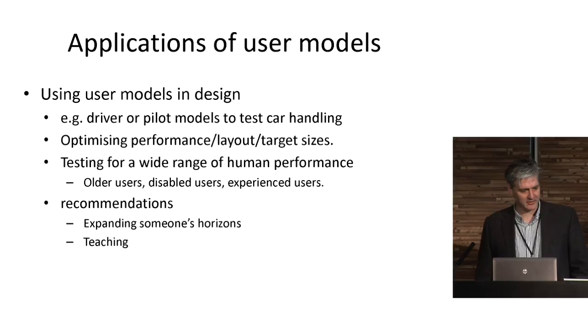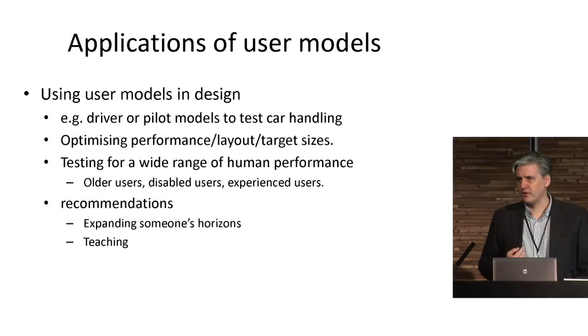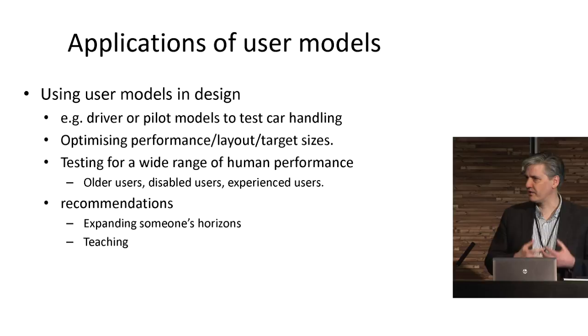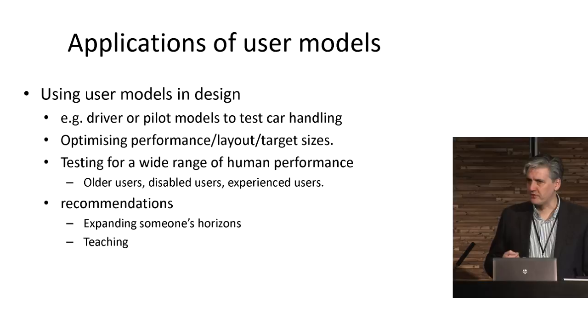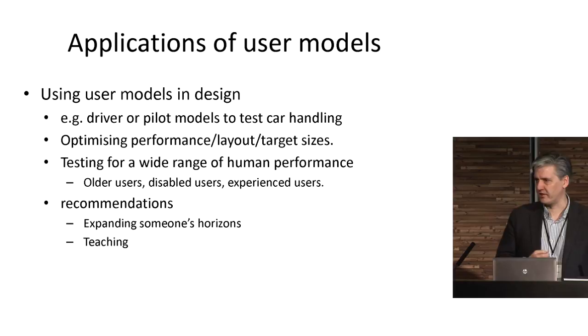So for example, if you have a model of how people touch, what their touch accuracy is, you can use that to change the layout of a smartphone for a particular size of device and get more efficient use out of it, easier targets to hit. You can adjust models to cover a wider range of users, because quite frequently designers have a tendency to design for somebody who's very like them. And so if you're trying to design for somebody who has 80-year-old arthritic fingers and is trying to touch a screen, you need a different model for that.